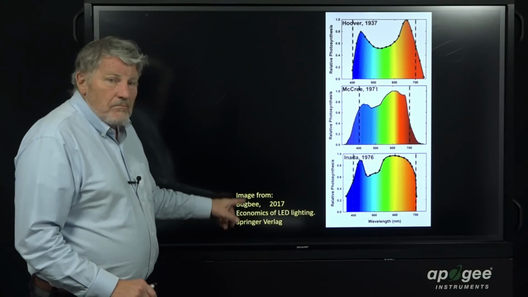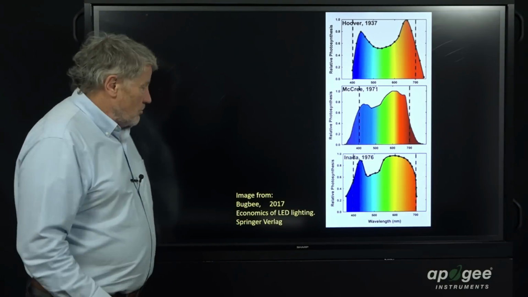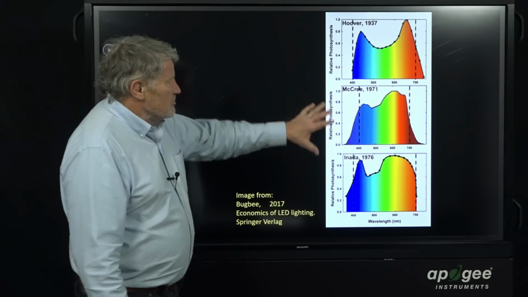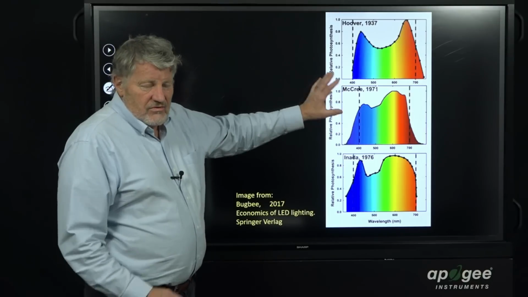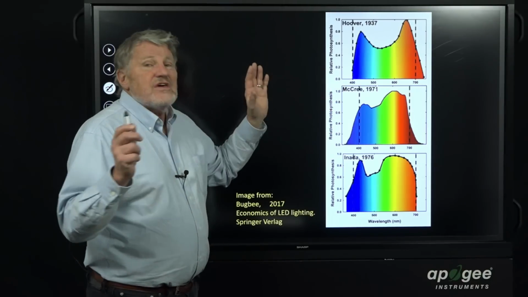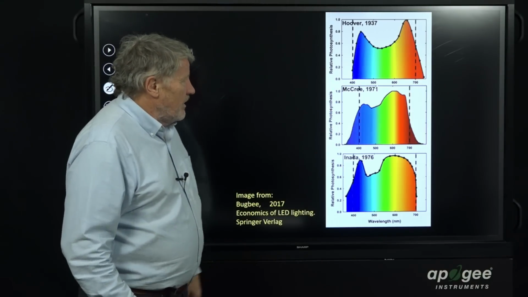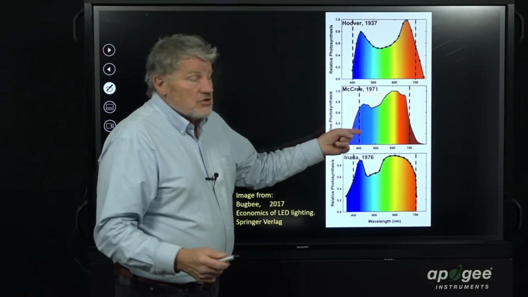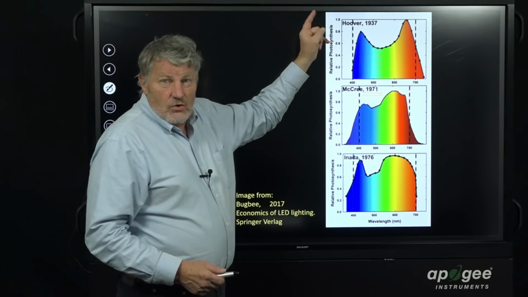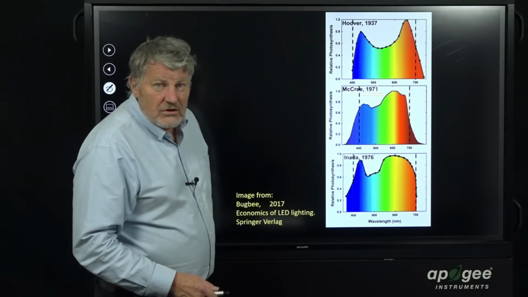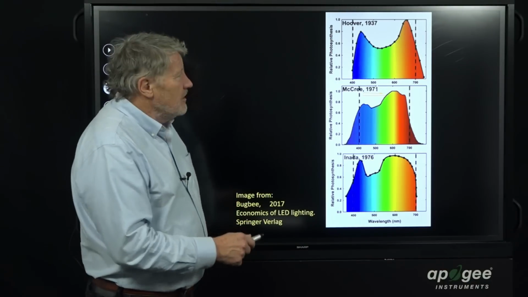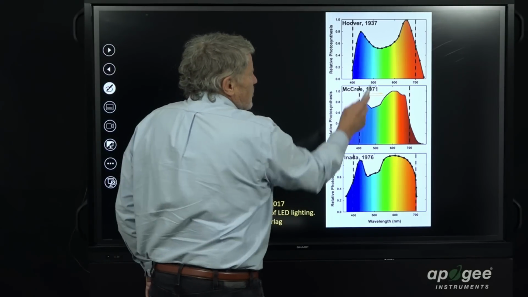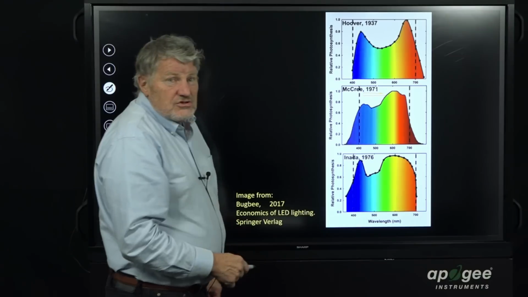This is from a paper I published five years ago, 2017. It's a book chapter. But here's the very famous McCree curve that thousands of people cite, from a paper in 1971. But he wasn't the first to do this. A scientist named Hoover did it in 1937. Imagine the technology he had. That's 90 years ago, where they got similar curves, not identical, but similar.